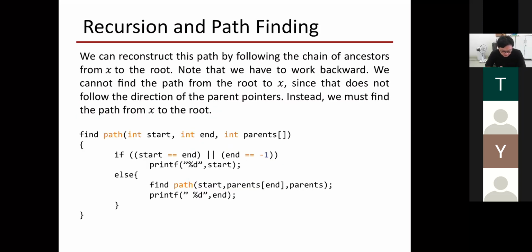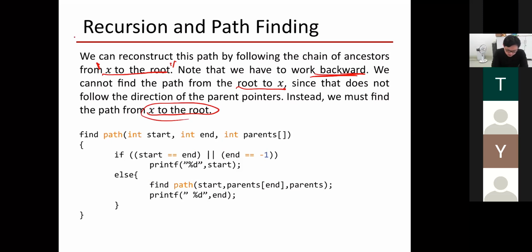Recursion and path finding. We can reconstruct this path by following the chain of ancestors from X to the root. This is the key: X to root. Note that we have to work backward. Why? We cannot find the path from the root to X since the nodes do not follow the direction of the parent pointer. A parent has many options, many candidates, but a child to its parent is only one, which is much faster. So instead we must find the path from X to root. That is the right approach.